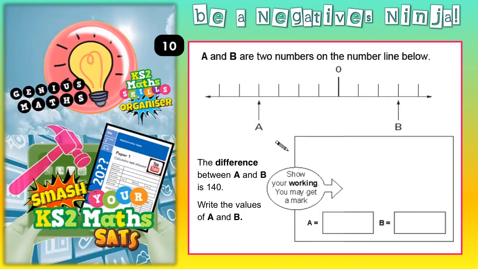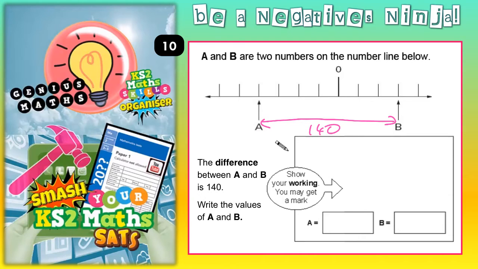Question number 10. A and B are two numbers on the number line below. The difference between A and B is 140. Well, wait there, let's make a note of that. So we've got a gap between A and B of 140. Write the values of A and B.